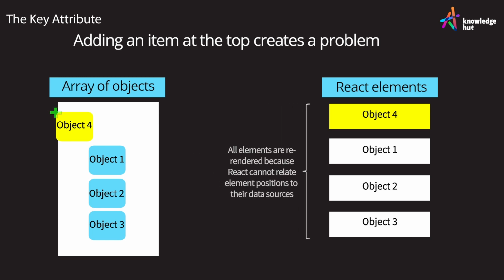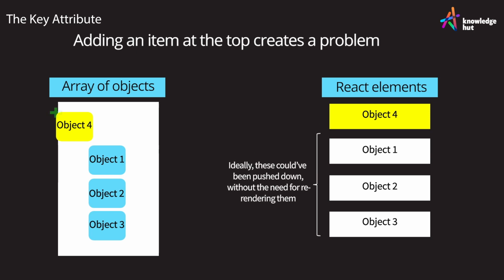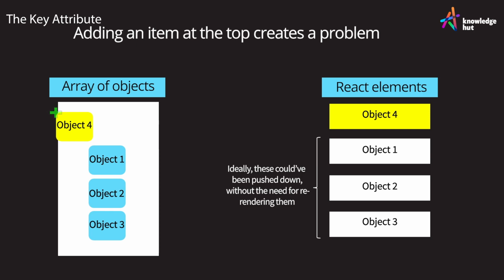In this case, and in the absence of tracking, React will re-render all the elements to generate a fresh UI. Ideally, React could have just moved the elements and inserted a new one at the beginning. But since there was no correlation between data and the corresponding nodes, the entire list is recomputed and re-rendered.